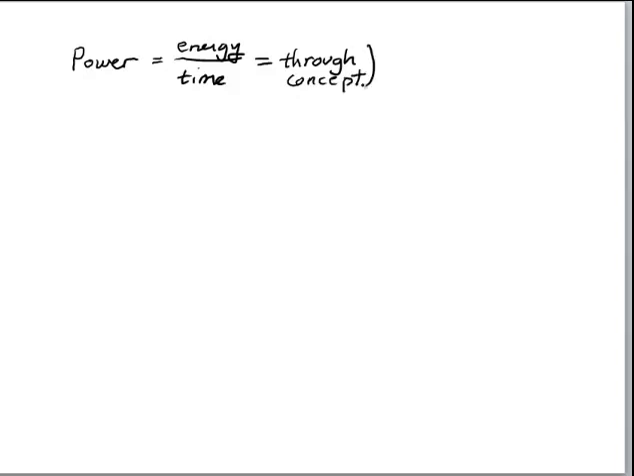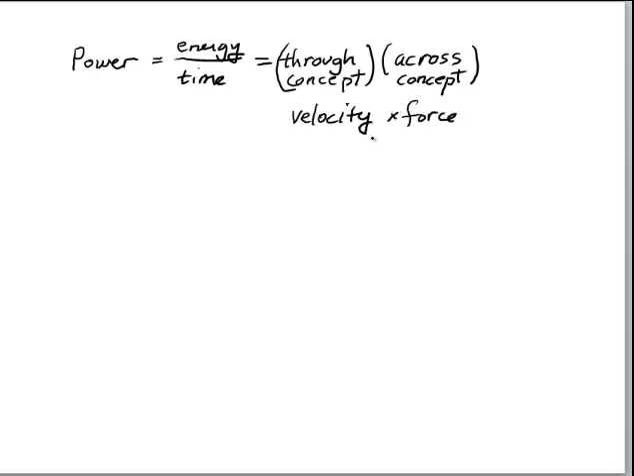Now here's something I've always found interesting. Power is, of course, energy per unit time. And I don't know why this is, but I think it's kind of magical. It's always a through concept times an across concept. So a through concept might be like velocity times force. You will see that power is always equal to velocity times force. That's one way to calculate things.